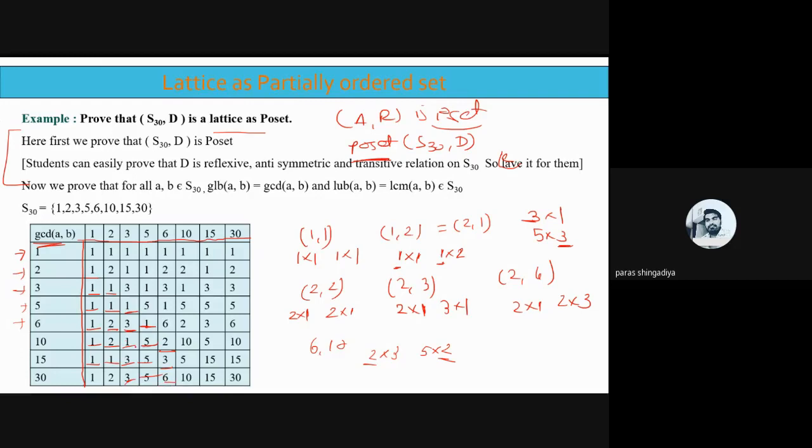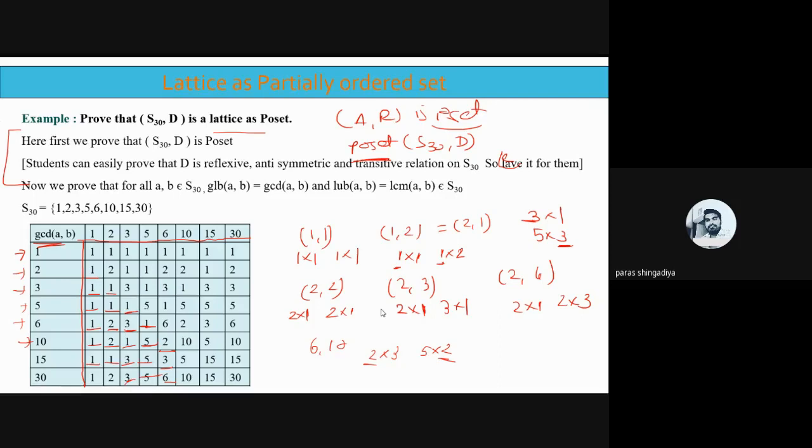Clear? And then after that 10 with 10, the sixth row, 10 और 10 का GCD होगा 10. Then 10 with 15. So which value is common? 10 can be written as 5 into 2 and 15 can be written as 5 into 3. So 5 is the common factor. Okay, common divisor. So 5 is the answer.